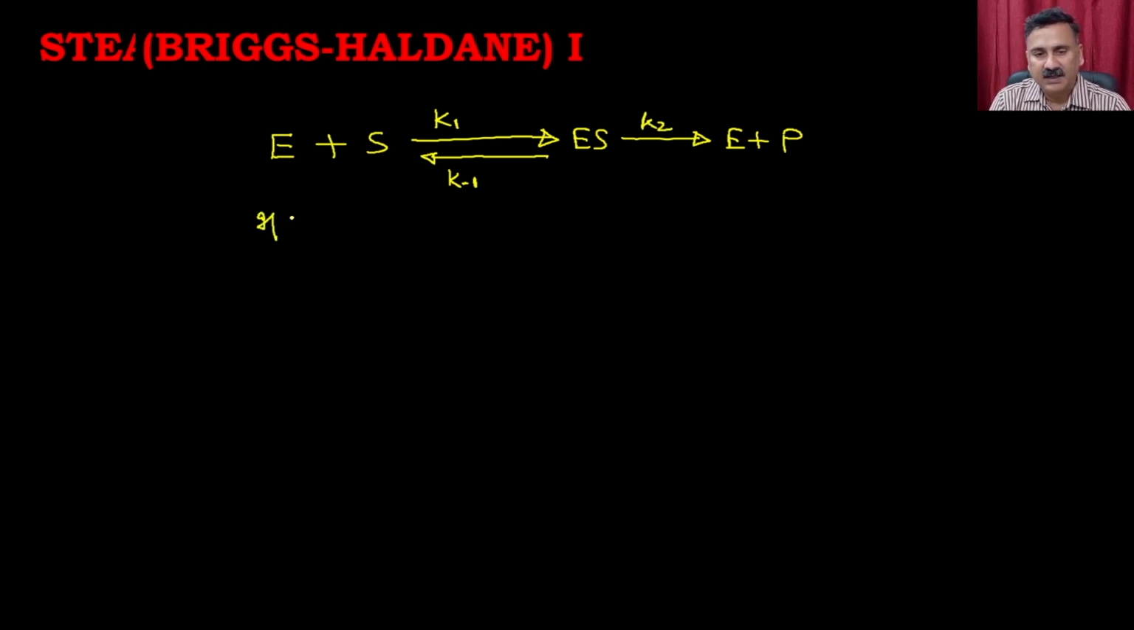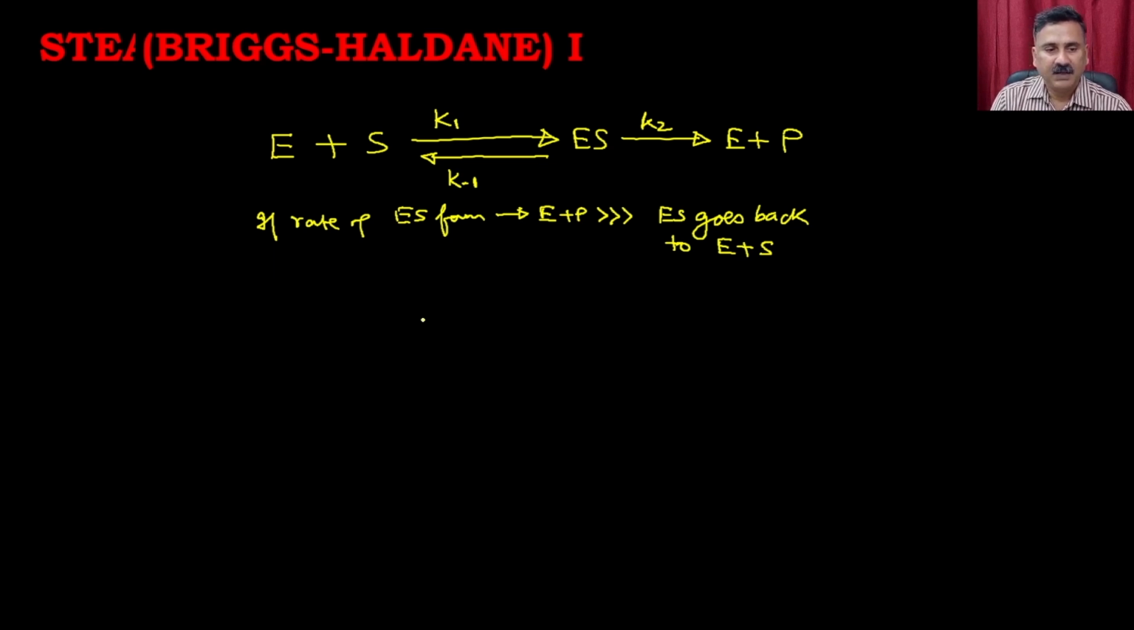Now you can imagine the rate of ES formation, which is going to give you the E plus P, right? If the ES is not getting converted into the E plus P, then the ES is getting reversed, and it is going to form the E plus S. Now you see what will be the instant velocity. The instant velocity is V is equal to K2 times the concentration of ES. So this is going to be the instant velocity.